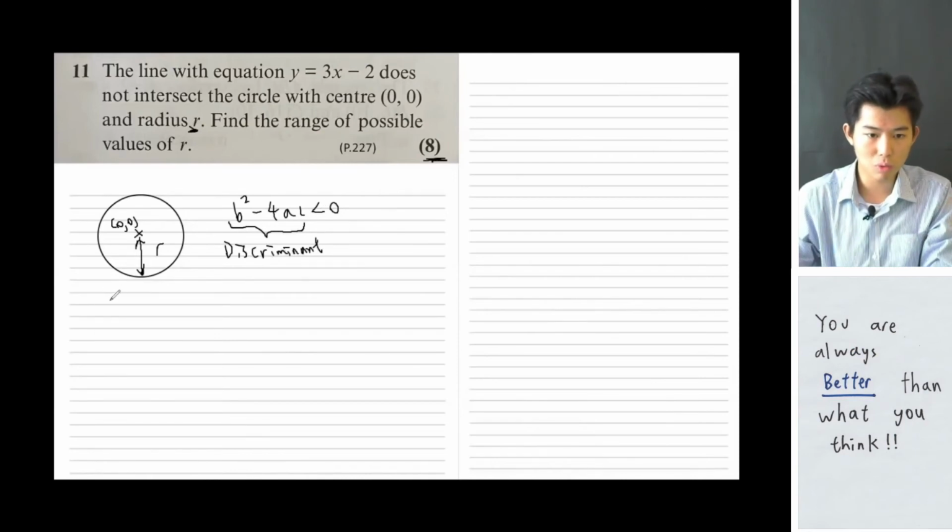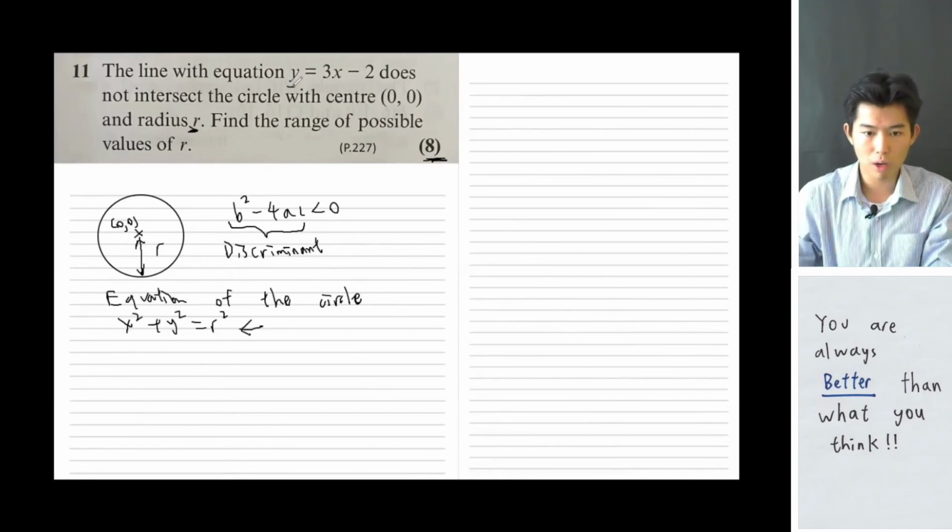So first things first, we have to assume that the equation of the circle would be x squared plus y squared equals r squared, because the center of the circle is basically the origin. So this one here should be the equation of the circle. No intersection. Okay, so basically substitute this y value back into this y here.